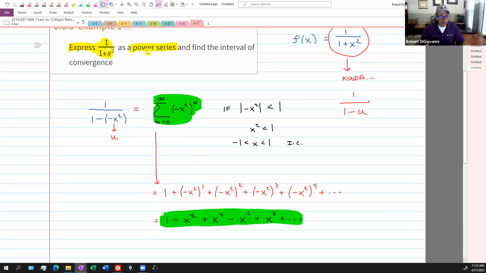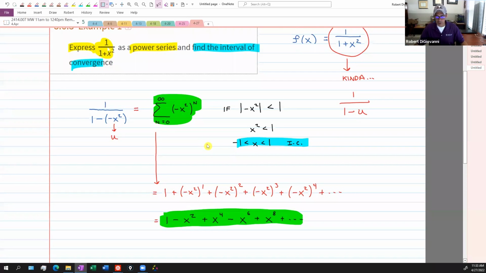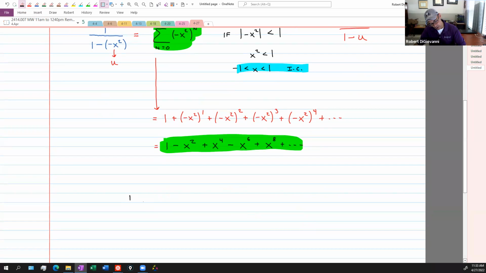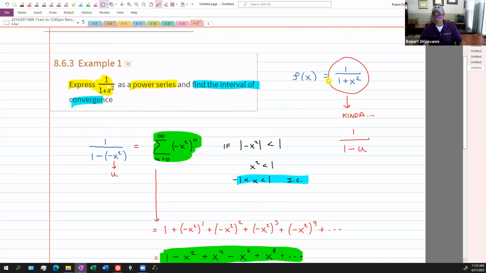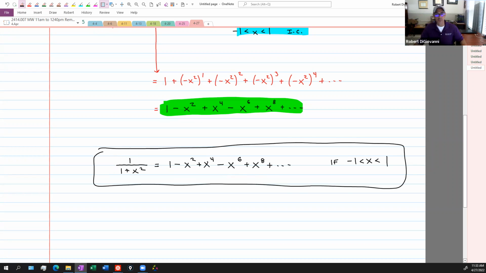Okay, so I have expressed this as a power series, and I have found the interval of convergence right here. So what are we saying? At the end of the day, what we're saying is this. If you take the expression 1 over 1 plus x squared, that was the original problem, you could, if you want to, write that as 1 minus x squared plus x to the 4th minus x to the 6th plus x to the 8th plus dot, dot, dot, if the x that you're plugging in is between -1 and 1. That's what we're saying, that those two are equivalent.